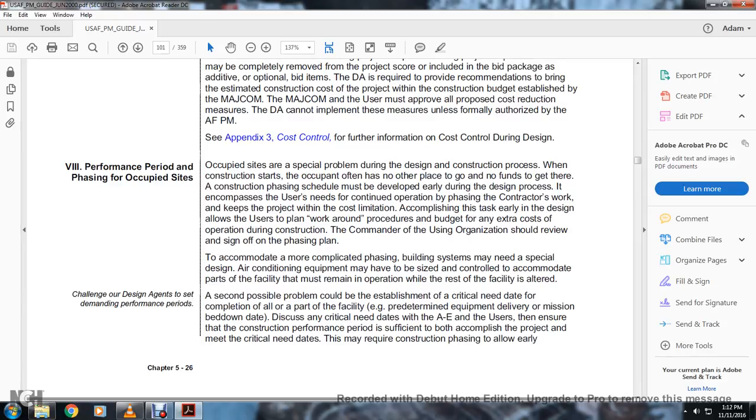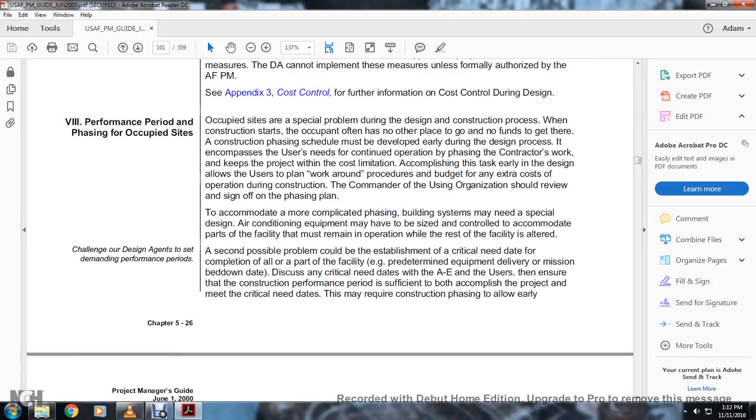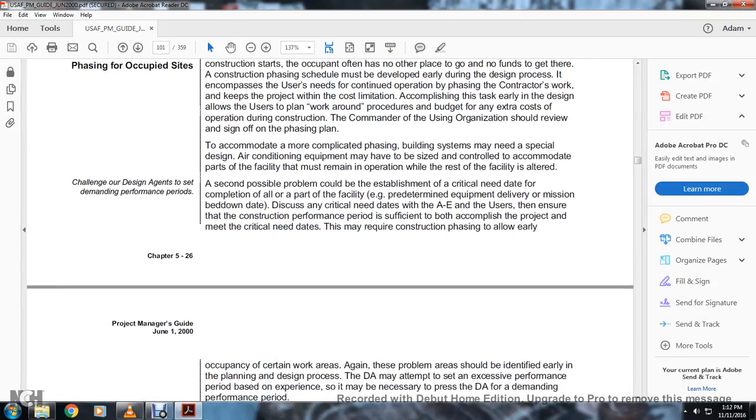The commander of the user organization should review and sign off on the phasing plan. To accommodate more complicated phasing of the building systems, you may need special design conditions and equipment that may affect the size and control of the parts of the facility that must remain operational when the rest of the facility is altered. Challenging our design agents to set a demanding performance period.